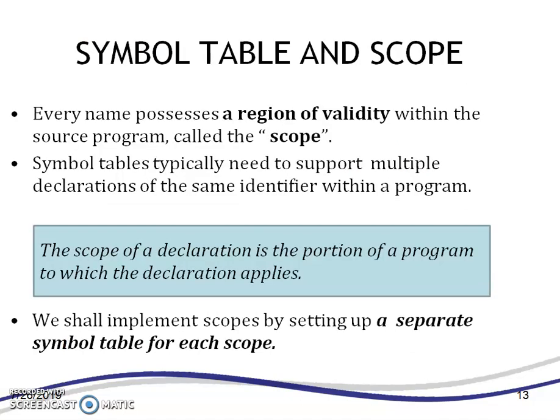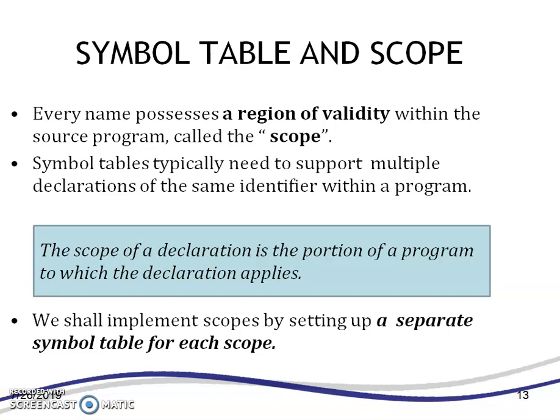The next important point is to store the scope information. How to store the scope information in the symbol table? First question is, what is scope? Every name possesses a region of validity within the program called the scope.